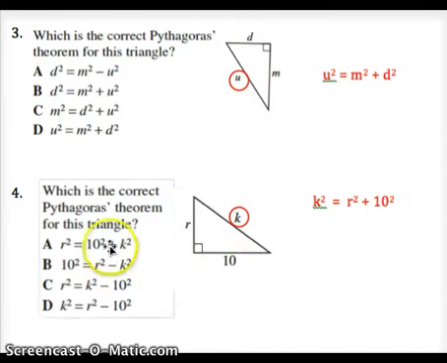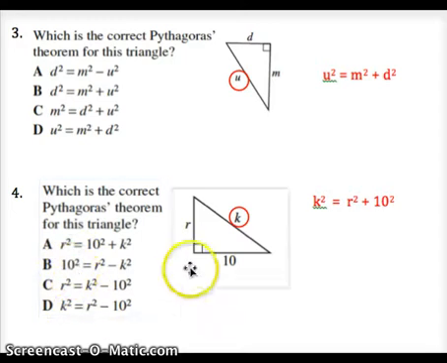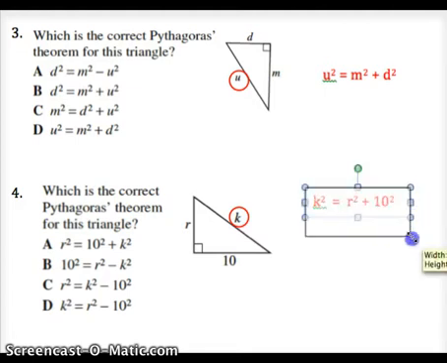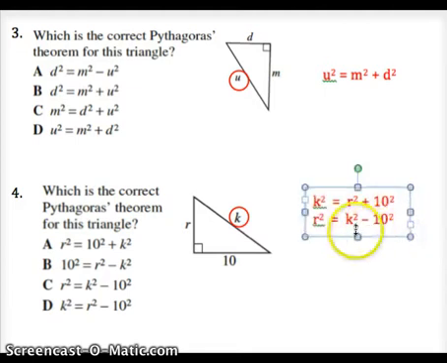Now if we look at our answers here, we can see that that doesn't seem to be one of the answers. So what we're going to do, we're just going to rearrange this equation, and we'll just rearrange it by taking over, we're just going to see what R squared is. So if we want to see what R squared is, we'll need to take this plus 10 squared and take it over to the other side. So we'll get that R squared, actually I'll just add another row in there.